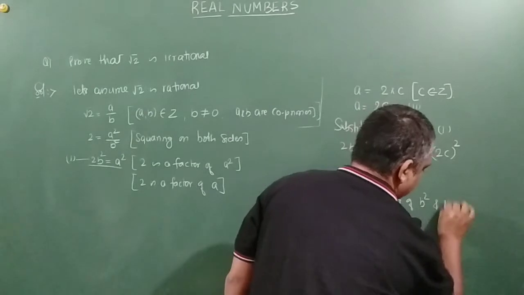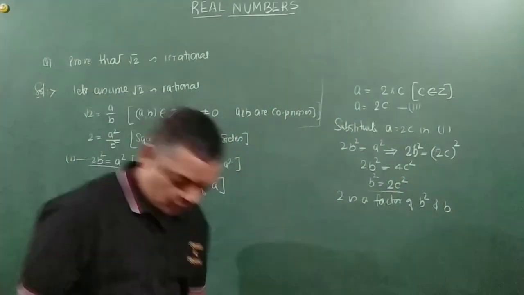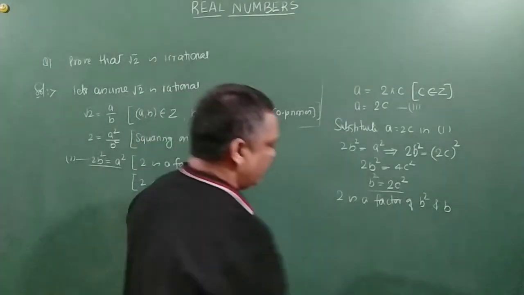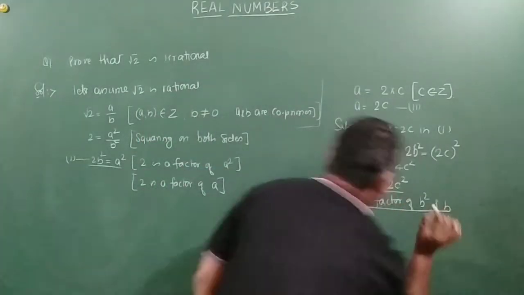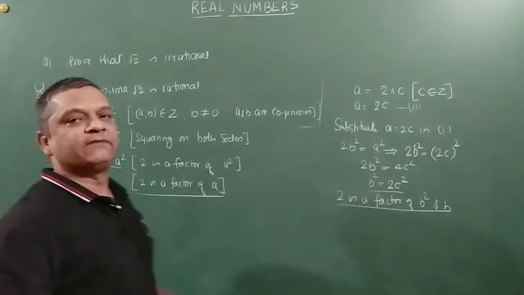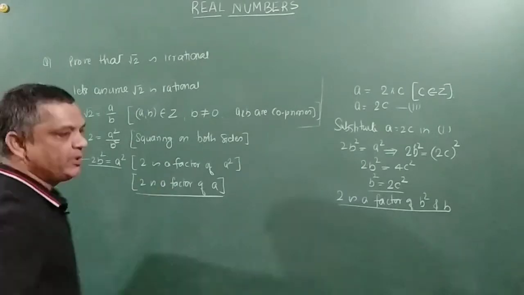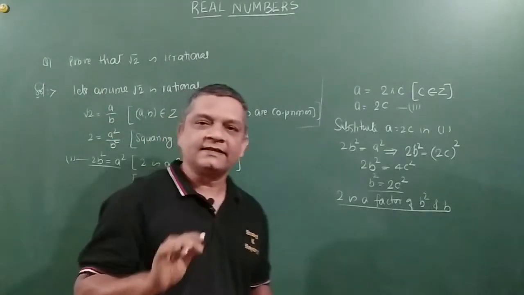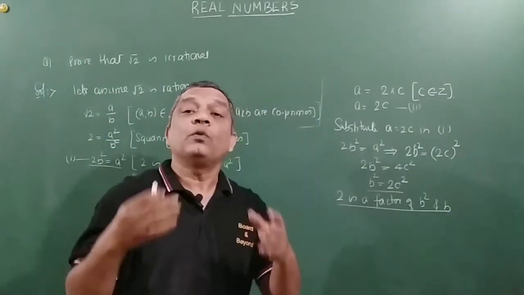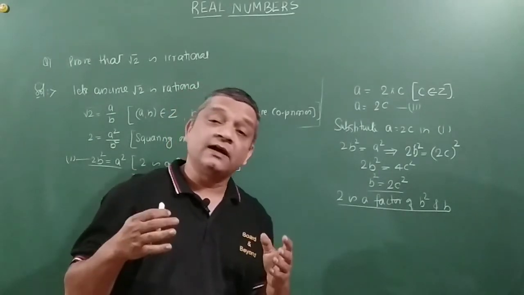And I'll write here only, and B. Okay, so 2 is a factor of B as well. Now, with this statement and this statement, we will prove ourselves wrong. What did we assume? We assumed that A and B are integers such that A and B are co-primes. That means they do not have any common factor other than 1.